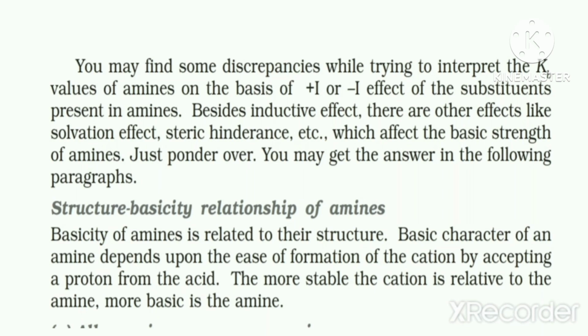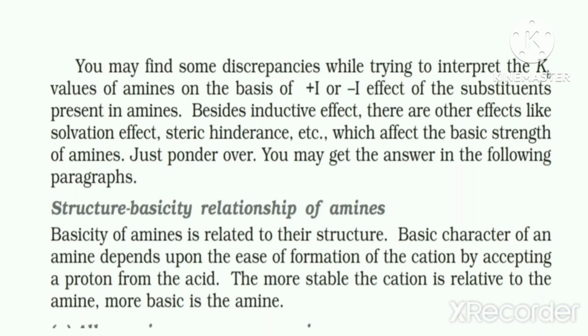It is a weak effect because only partial charge develops. It operates only through sigma bonds. Then what is the positive inductive effect, or positive I effect? Such an atom or group which repels sigma electrons as compared to a hydrogen atom is a positive inductive group, and the observed effect is known as the positive inductive effect.